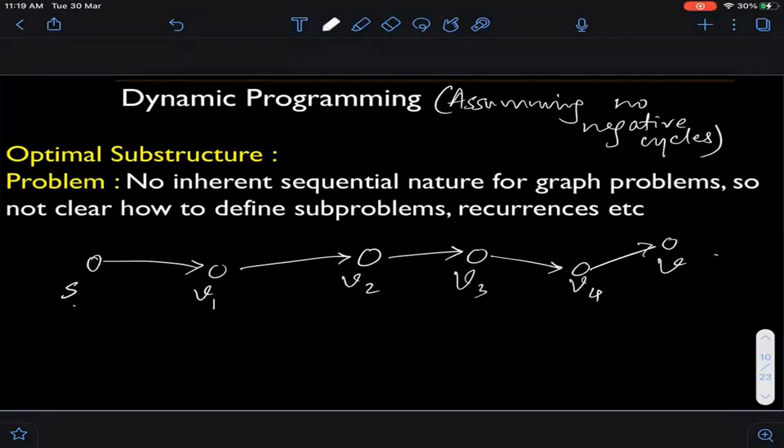So if I want to draw parallels with problems that we have seen so far, for example, let's say knapsack or something. So what is it that we wish for? कि अच्छा अगर ये होता तो शायद मैं कुछ कर सकता. So how do we define a recurrence is the question. Very good.